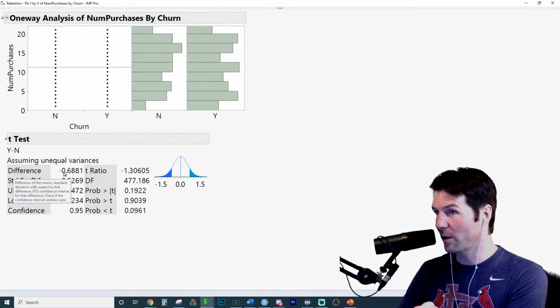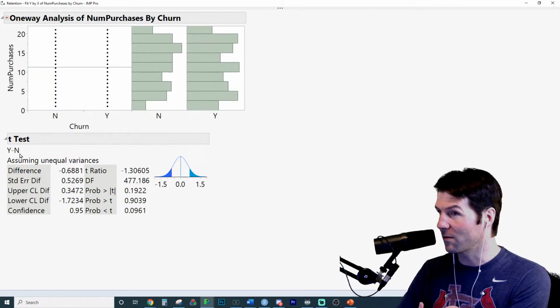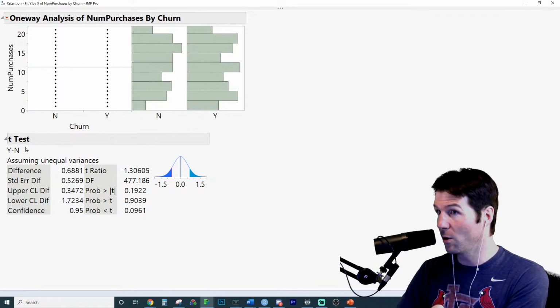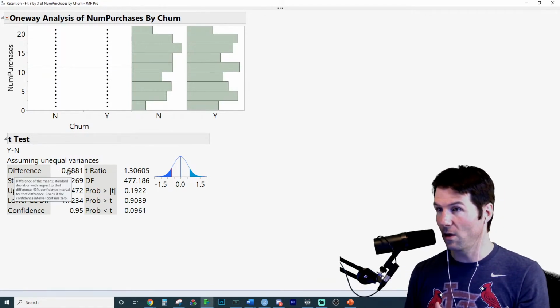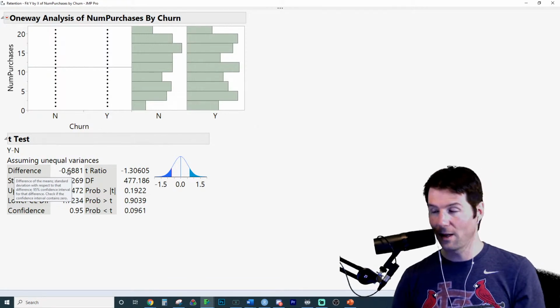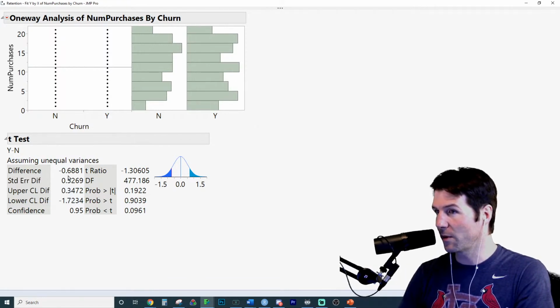So if this difference right here is negative, then the second group was higher. Exactly. Since it's negative, the no group had a higher average because when we do yes minus no, we get a negative difference. Yep. And so that's what that negative difference means.